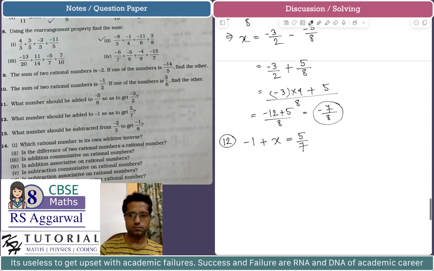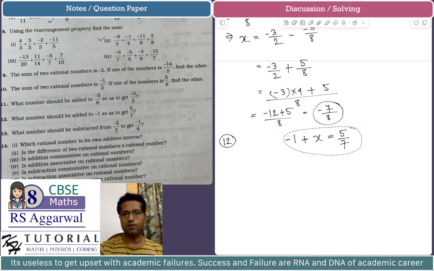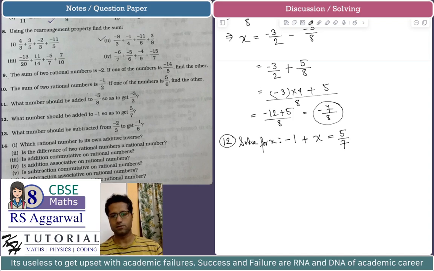Okay. So basically question 12 is, which you have already done, a linear equation in previous class. So this is the problem statement: solve for x. Minus 1 plus x equals 5 by 7. So basically x will be 5 by 7 minus 1.